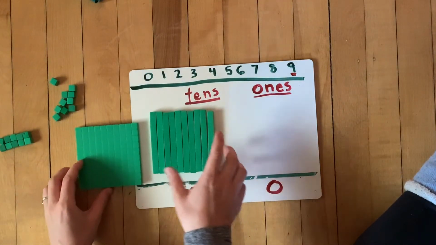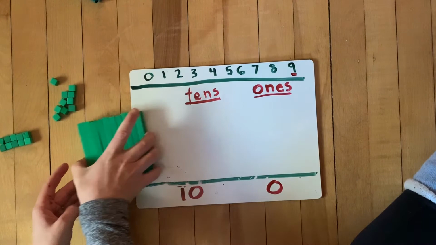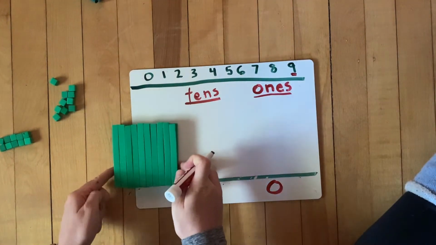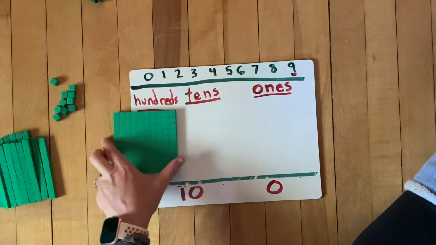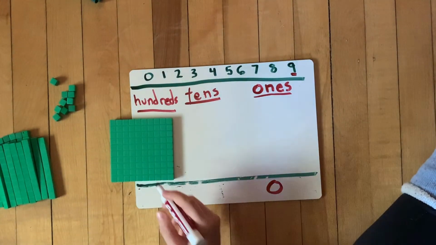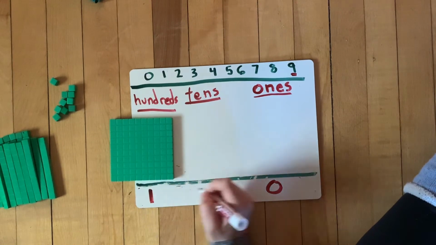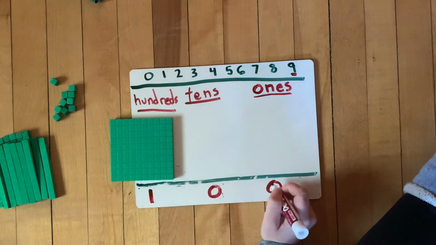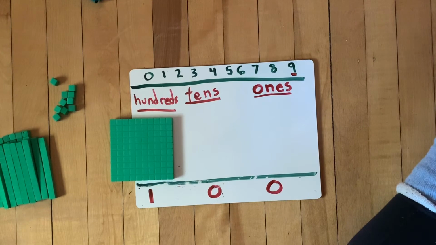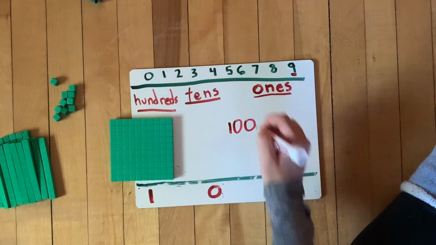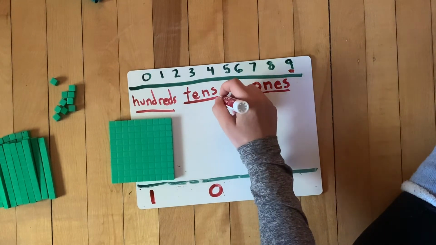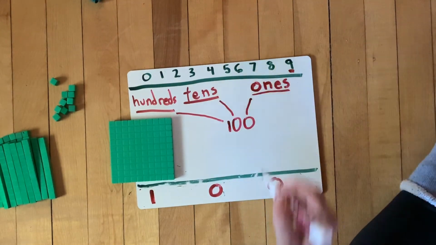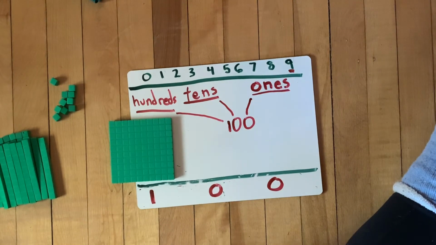10 tens is the same as 100. So now we have 100, 0 extra tens, and 0 extra ones. So our number looks like 100. This is the ones place, this is the tens place, and this is the hundreds place. Let's take a look at how the hundreds grow.